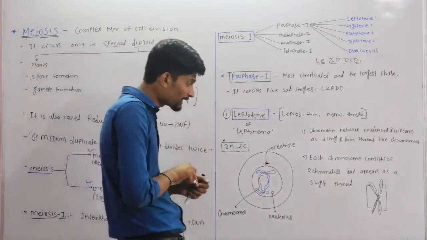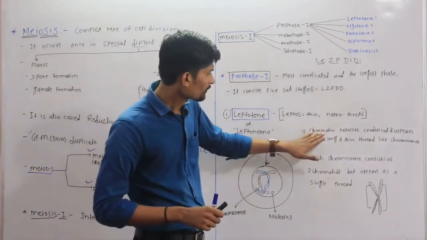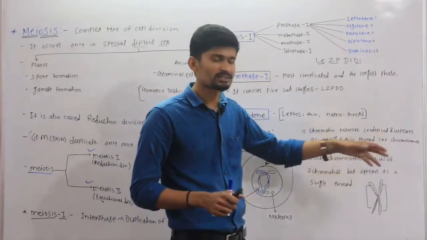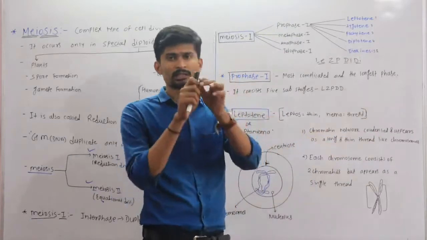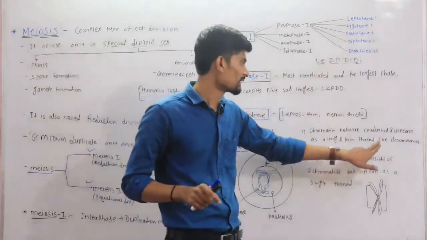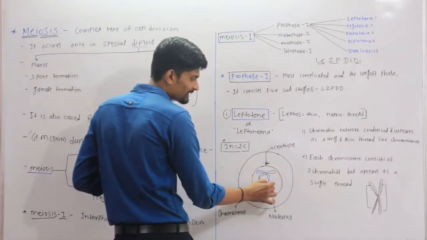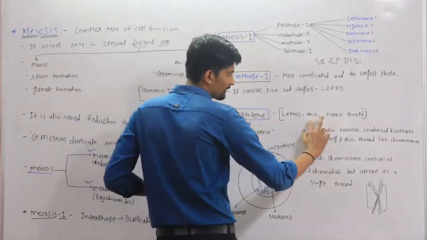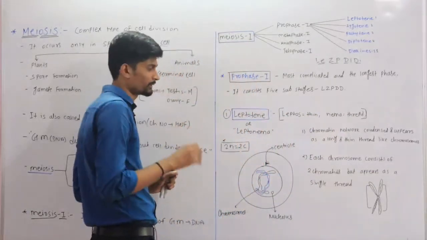Now what is happening in this stage, leptotene? The chromatin network condensation will start and appears as long and thin thread-like chromosomes. So that is why these are thin and long thread-like chromosomes. That is why this stage is called leptonema or leptotene.